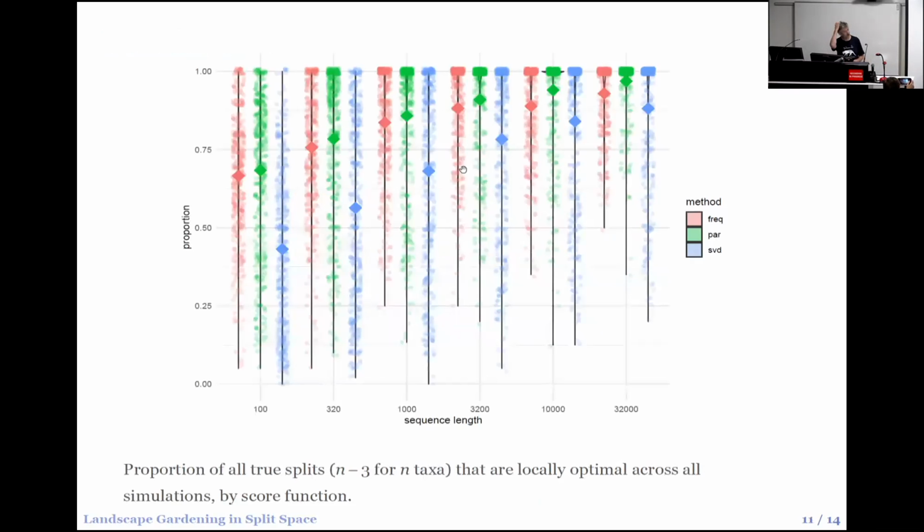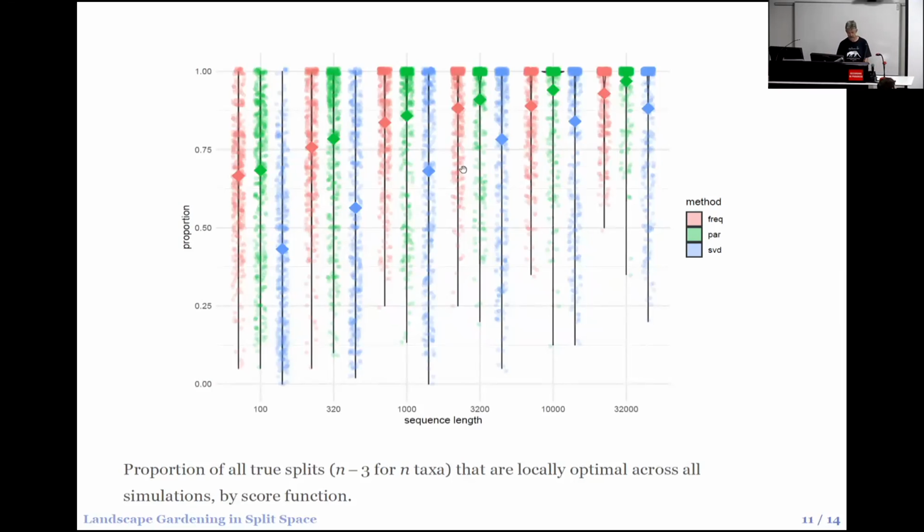I'm going to show you a collated summary of some of the output. This plot is showing, for the 3 different methods and broken up by the 6 different sequence lengths, roughly what proportion of true splits, the splits that are in the tree, turn out to be local optima. So it's answering one of those questions.